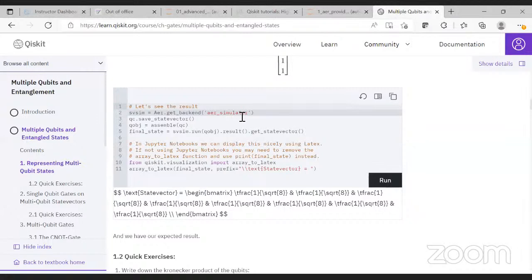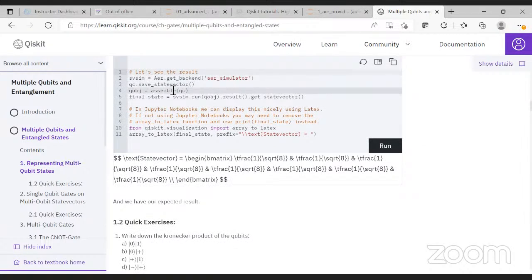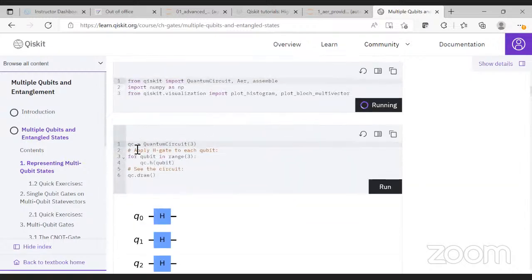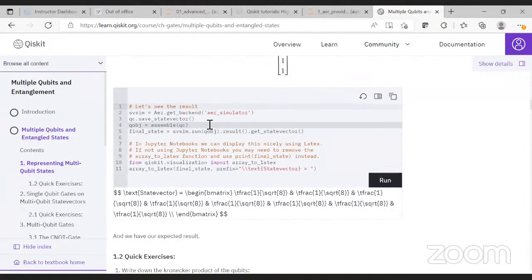Okay, so after that, from the quantum circuit QC, we select some simulator, the backend, whatever backend we have. And after that, this is just for saving the state vector. Now we have the quantum object. Our quantum object, as I said, is our quantum circuit, and we need to assemble it. We assemble it, create this Q object, and then finally we have to run it. That's where it is happening.